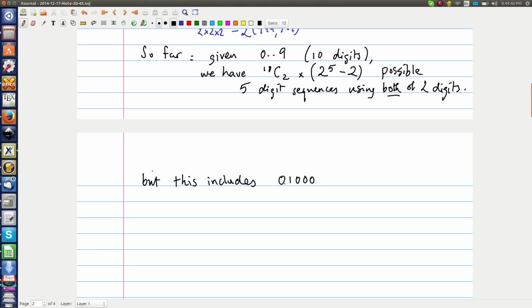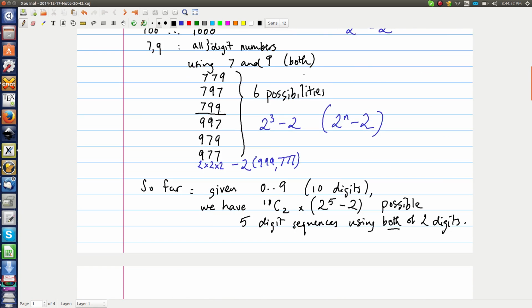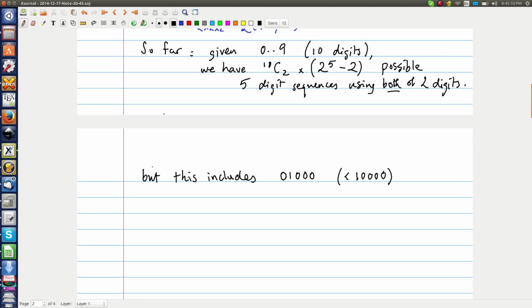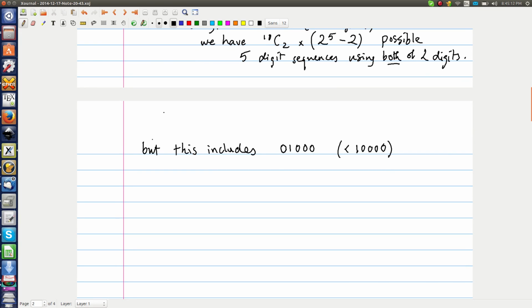Actually, that specific case is valid because it's no, hang on a minute. No. We start from 10,000, we go up to 100,000. Right, so this is not valid because it's actually the number 1,000, which is less than 10,000, yeah. So we don't want numbers which start with a 0. So let's write down the number we had before, 10C2.